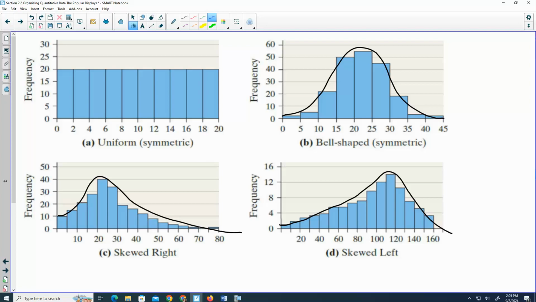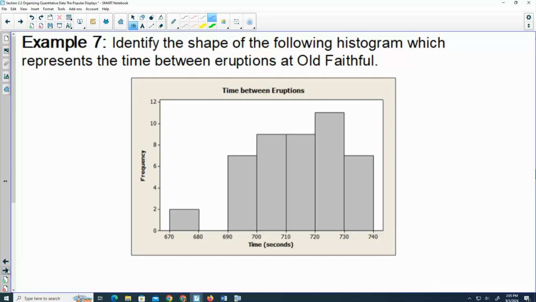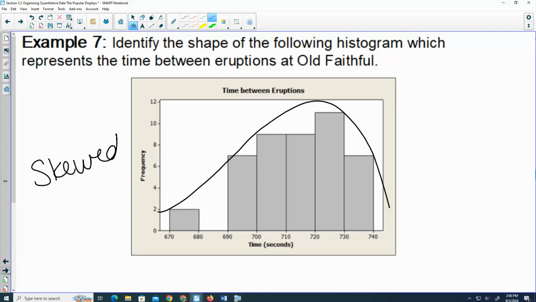Okay, so here's our histogram for Old Faithful eruptions. How would you describe that shape? Skewed left. We have some low points down here, it's rising, and then it drops off. So you have more to the left. So this is skewed left.